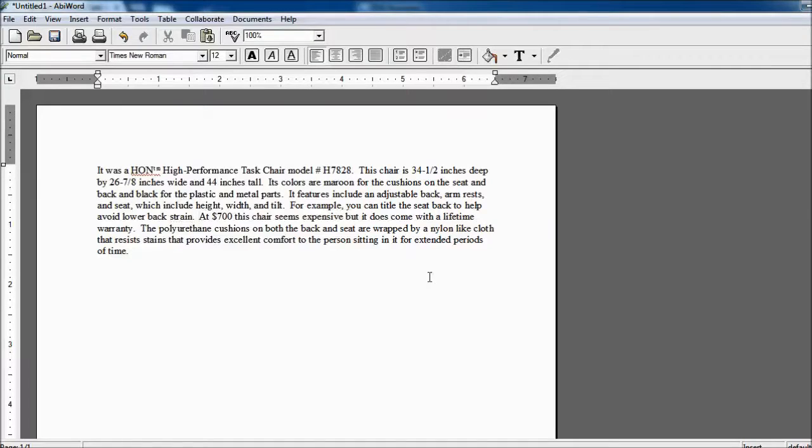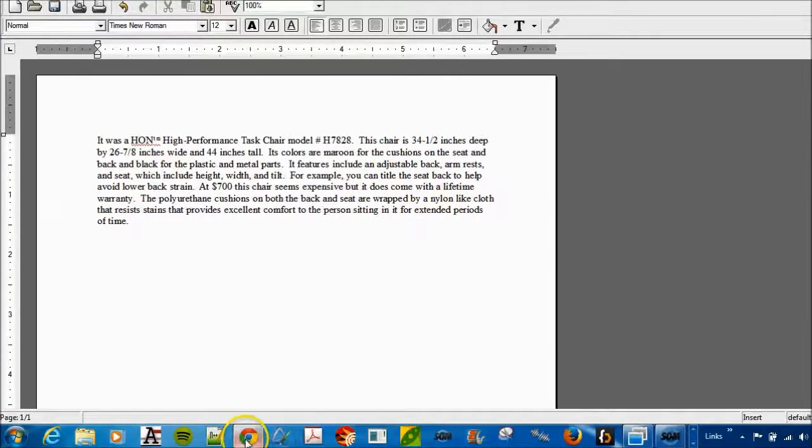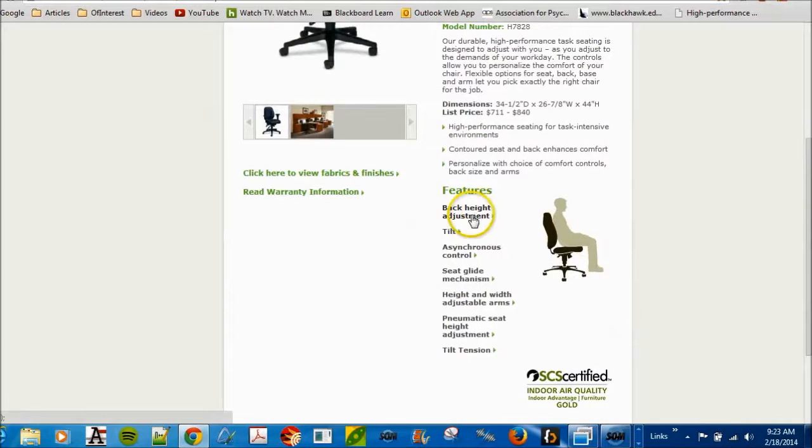That's really what I would do, is pump up the features, because there's a lot of features in the chair and that's what I have the least of. So I would go back, add to that, and reference the website. Back height adjustment, tilt, asynchronous control so it can move both things at once, a seat glide mechanism, height and width adjustable arms. I can go through all of these features almost in the same way they have it here if I wanted to.